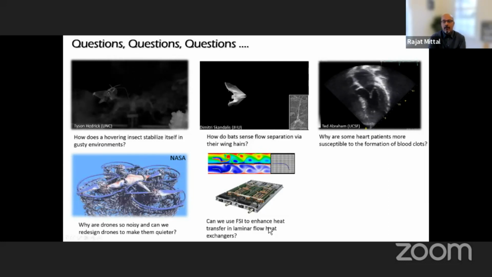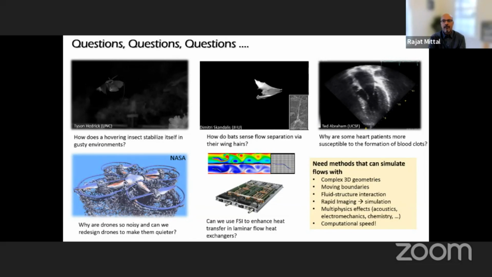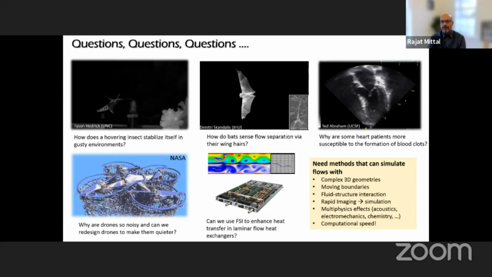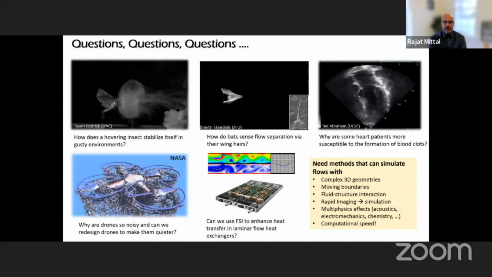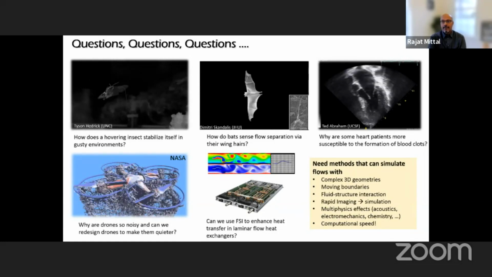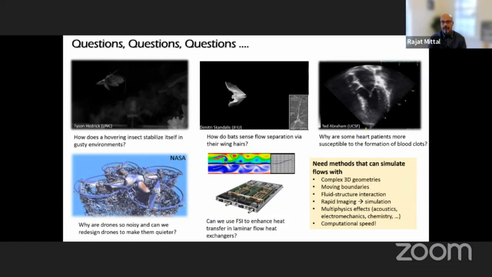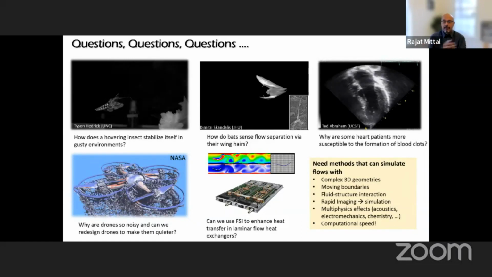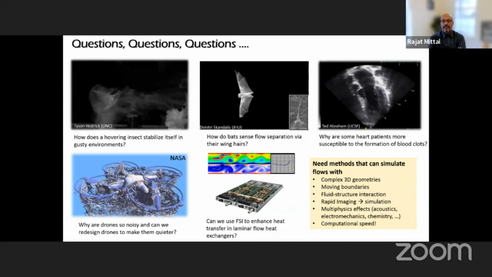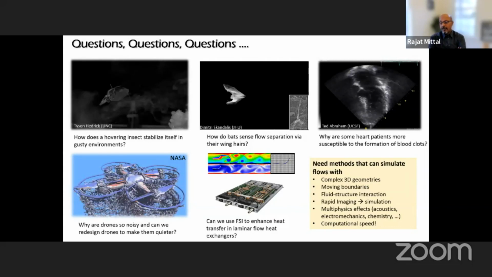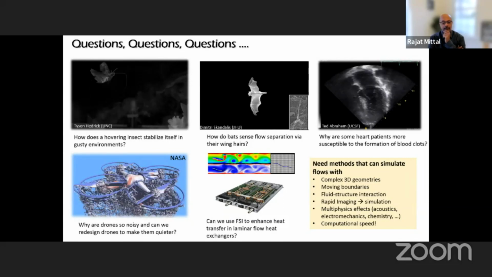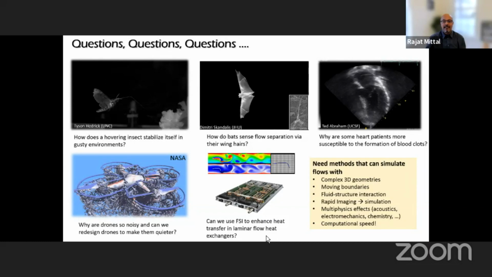So the common thread in all these problems, all these questions, is that if we're going to address them using computational fluid dynamics, then we need to simulate flows with very complex geometries, with moving boundaries, fluid structure interaction. Oftentimes, we have to go from imaging to simulation, so we need to figure out how to go from imaging to simulation very rapidly. And then many of these flows include other physical effects such as acoustics, electromechanics, chemistry, etc. And of course, when we want to do all these simulations, we want to do them fast enough so that we can get some good answers quickly.